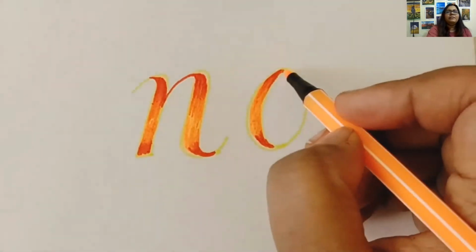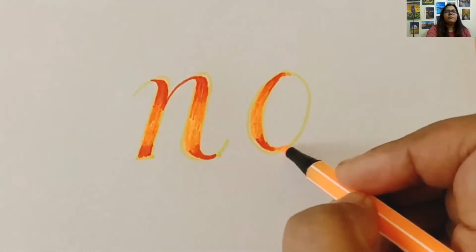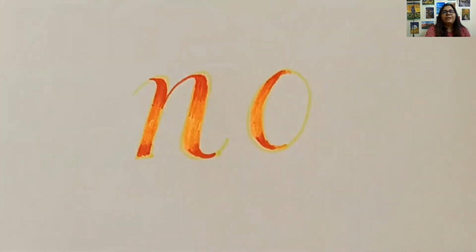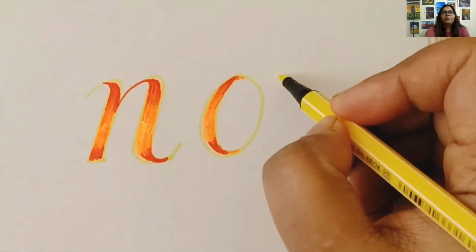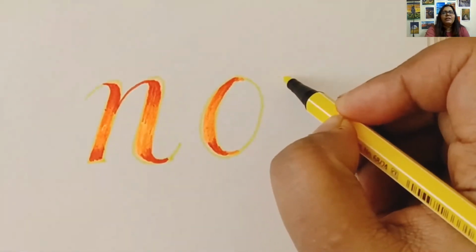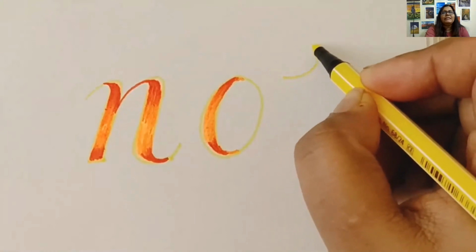Everybody got it? Very good, very good. Same thing we will do for one more letter. Let us write H now. Same with our yellow color, we will write H like this.